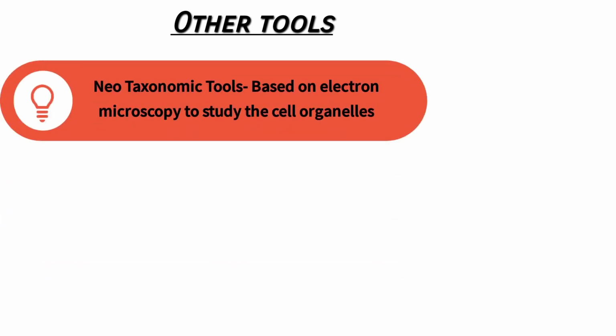So next, if you see, there are some other tools that have been involved here. The first one is neotaxonomic tools. It is based on electron microscopy. So with the electron microscopy, you can easily view inside the cell. So you can easily study the cell organelles. So that is the main use of this technology.